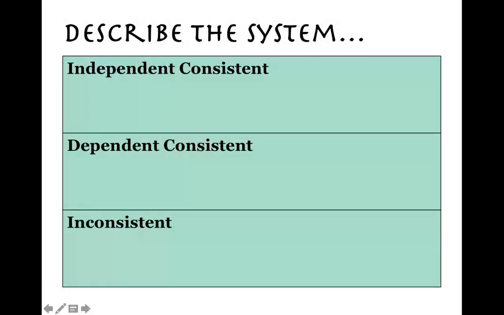Okay. So just to refresh on this before we begin talking about 3x3, these are the terms that we've got to know as far as when you're asked to describe or classify, another way you might be told this is, classify the system. Independent consistent means that there is one unique solution, right? And your answer will be a point. Like, what is the point of intersection?